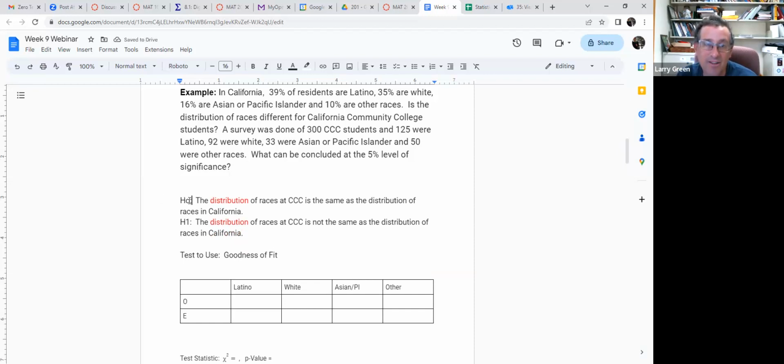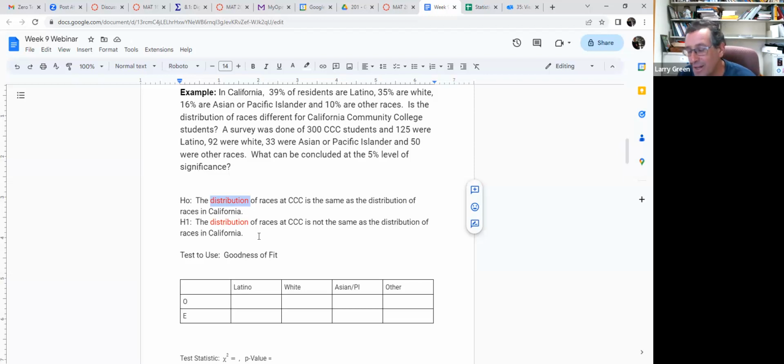So first thing, H0, you're used to that. That's just the null hypothesis. And it says the distribution of races at California community colleges is the same as the distribution of races in California. Okay, so notice I highlighted the word distribution. With this kind of test, if you don't put the word distribution in, I will take off points. Got it?